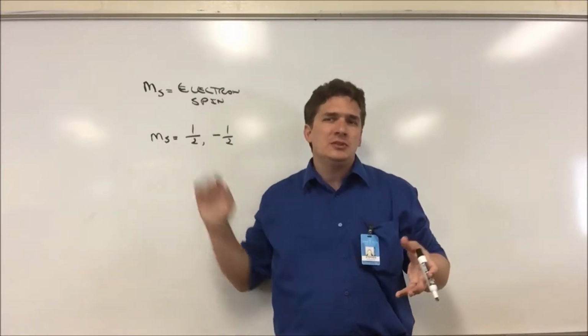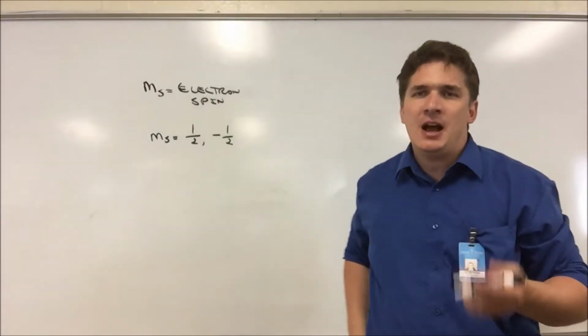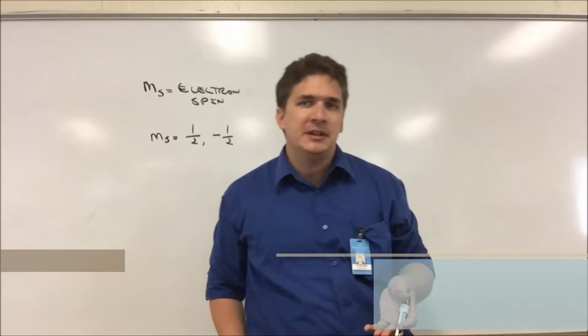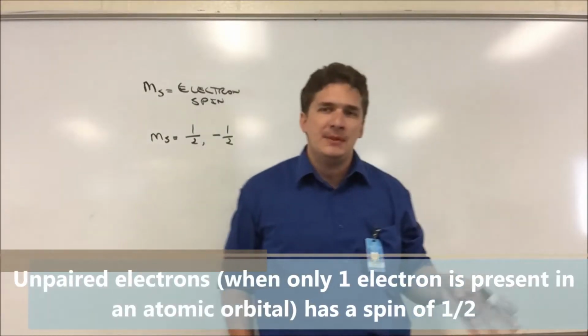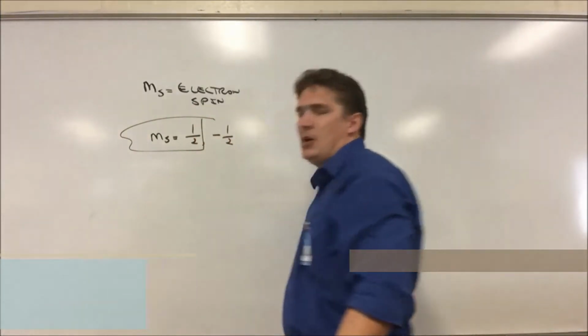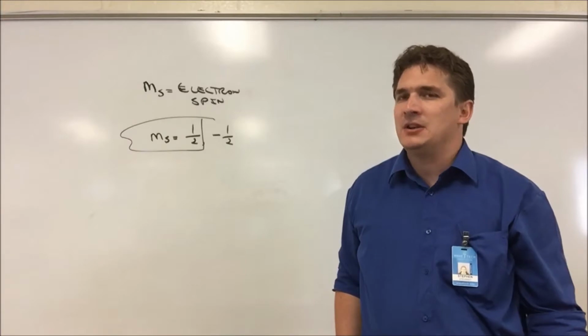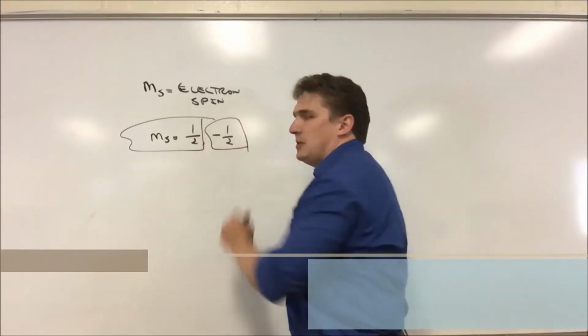So we crudely use this idea of spin. Now, in general, any unpaired electron, and we'll go through an energy filling diagram what that means, but an electron that's by itself, meaning it has its own atomic orbital, is going to have a spin of 1/2. Only if we have to pair up electrons, meaning that we have to have two occupying the same atomic orbital, do we see this -1/2 show up.